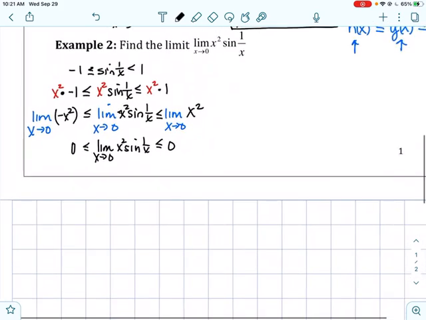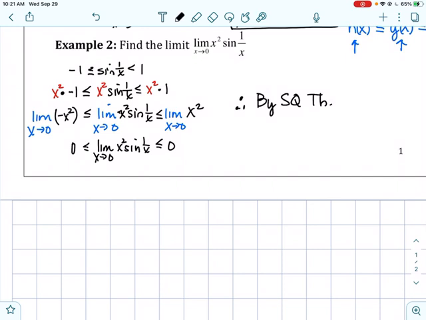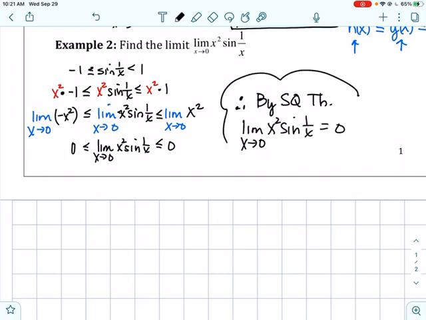Therefore, by the squeezing theorem, sometimes called the sandwich theorem, the limit as x approaches 0 of x squared sine 1 over x is equal to 0. And there you have it.